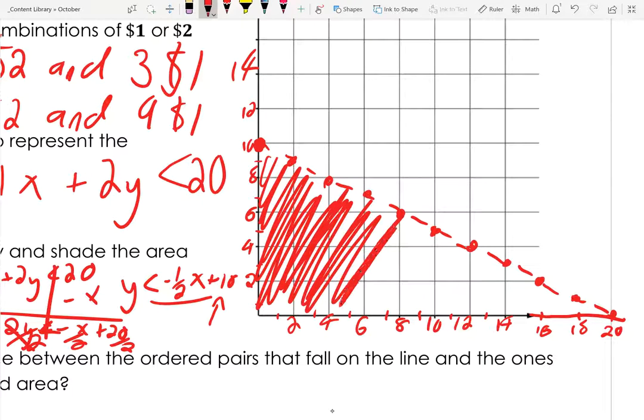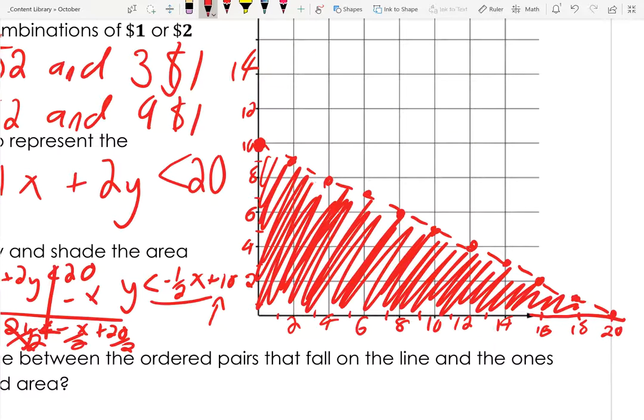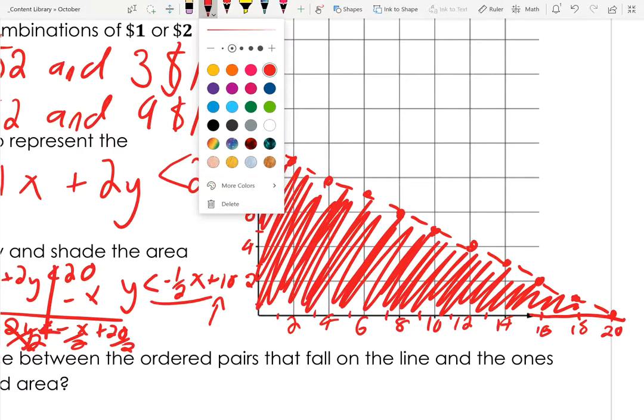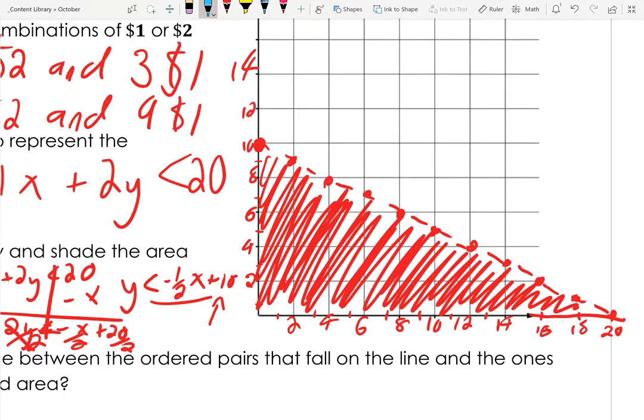So it's going to be all of this right here, kind of similar to what we did in example 1 with the egg problem. Now, just a reminder, what that indicates to us is that any point, any ordered pair within that shaded region counts as a solution. So for example, I'll pick one right here. That is 6 $1 items and 4 $2 items. I can do that. I can buy that with my $20 bill or with less than $20.